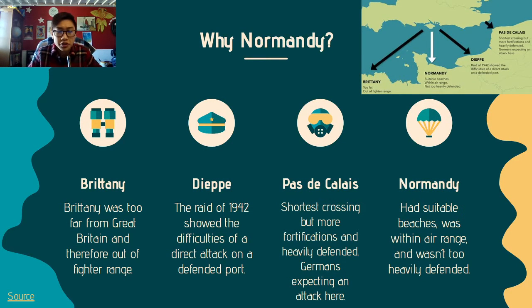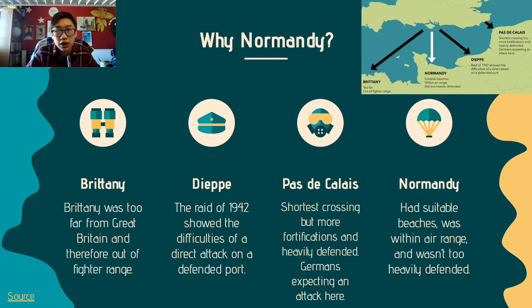Now, why Normandy beaches? Well, as you can see here on this map, there are 4 different beaches that we have. They're going to be these ones down here. So first, let's talk about Brittany. Brittany was too far from Great Britain, and therefore out of the fighter range. We have Dieppe, where the raid of 1942 showed the difficulties of a direct attack on a defended port. And then the Pas de Calais, it was the shortest crossing, but had more fortifications and was heavily defended.